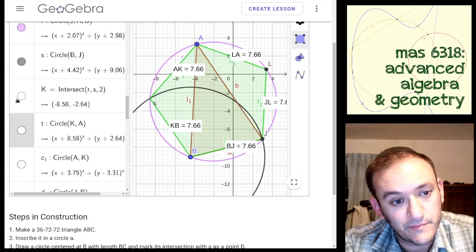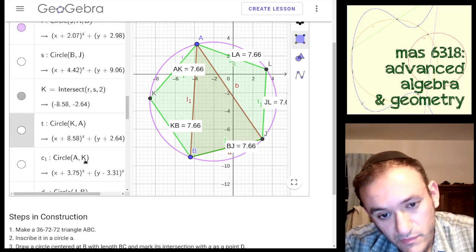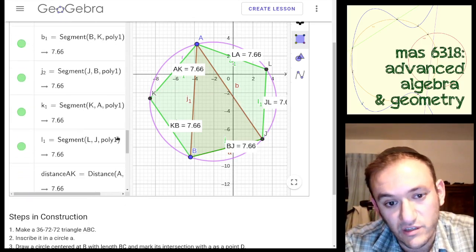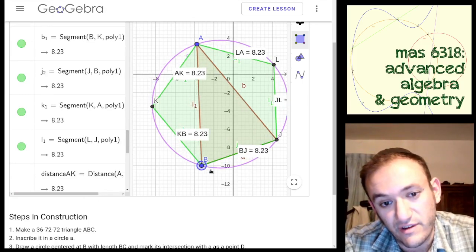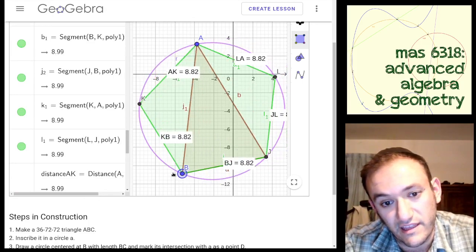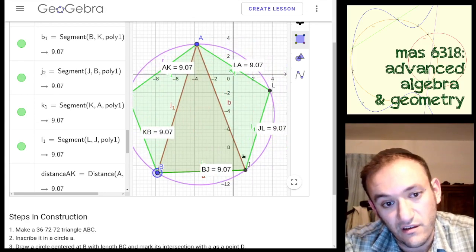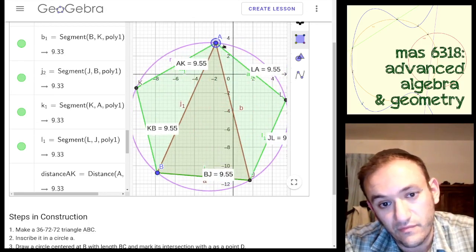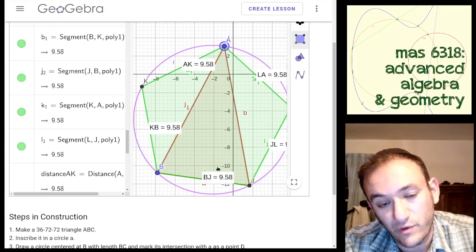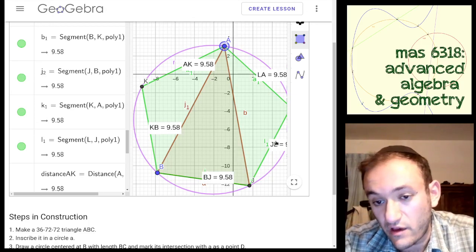We've marked off the lengths here, and as I drag around this point, you can see that the lengths are all changing together. And we always have the same lengths for the sides of the pentagon.